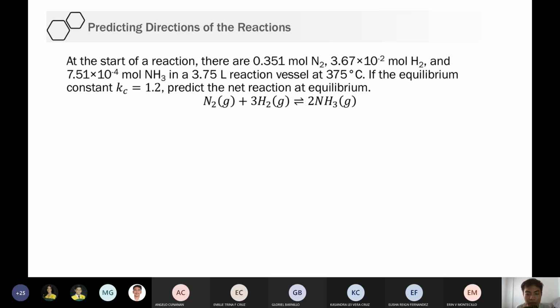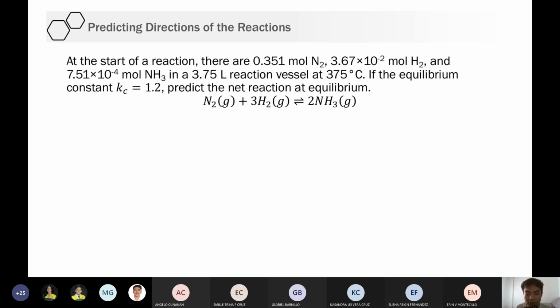Ano sabi? Tagalogin. Given yung moles ng nitrogen, hydrogen, ammonia sa ganitong dami ng vessel, ganitong volume ng vessel, hanapin mo ang direksyon ng reaction. Ayun lang yung sabi dyan in Tagalog.